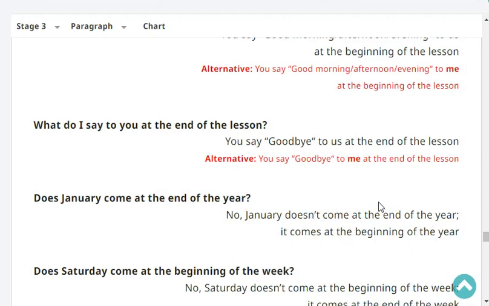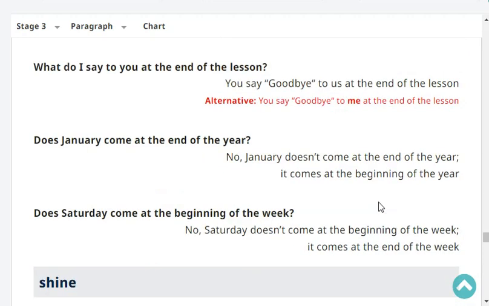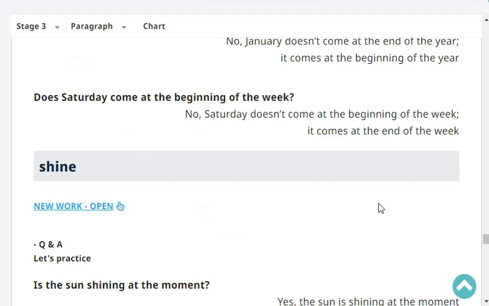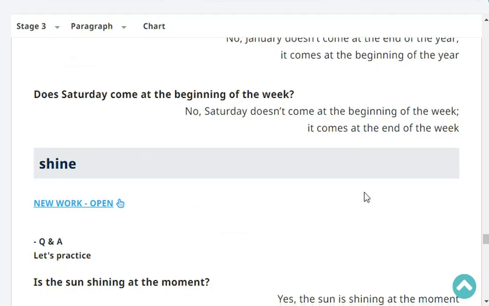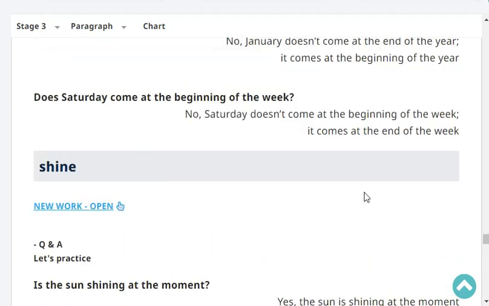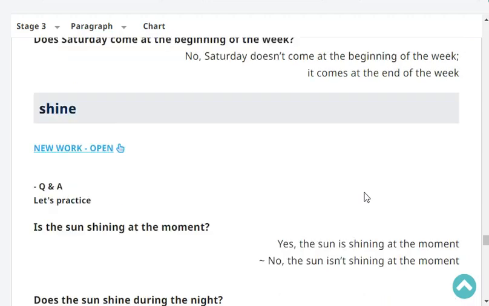Very good. Does January come at the end of the year? No, January doesn't come at the end. It comes at the beginning of the year. Does Saturday come at the beginning of the week? No, Saturday doesn't come at the beginning of the week. It comes at the end of the week.